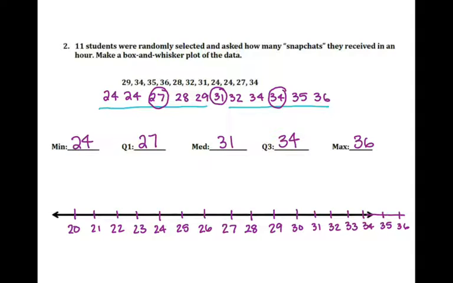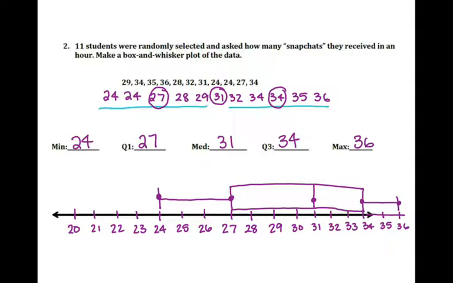So my min is 24, so I'm going to go ahead and put a dot above 24. My first quartile is 27, median is 31, quartile 3 is 34, and my max is 36. So in order to create my box, I'm going to go around from my quartile 1 to my quartile 3, and that's going to create my box. Line goes right through the median, and then I can extend in both directions to my max and my min, and those are going to create your whiskers.